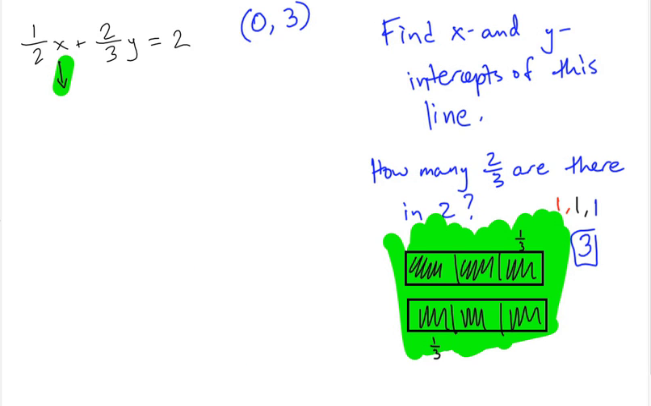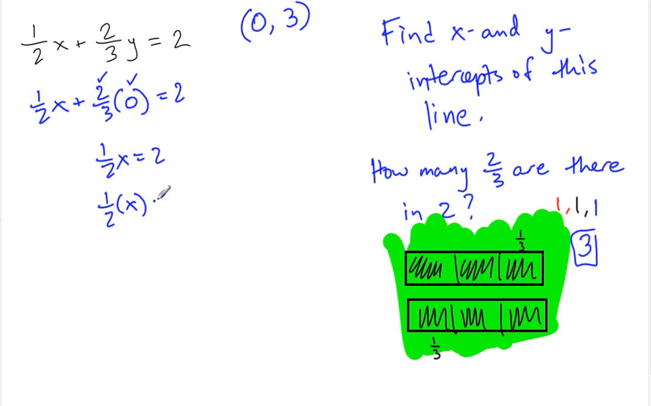Oops. Let's get rid of that. Put the 0 in here. What's going to happen? Of course, those are going to check out. And I'm left with 1/2 x equals 2, which is the same as 1/2 times x equals 2. And the opposite of times, of course, is divide. Divide by 1/2. Divide by 1/2. Check out. 2 divided by 1/2.